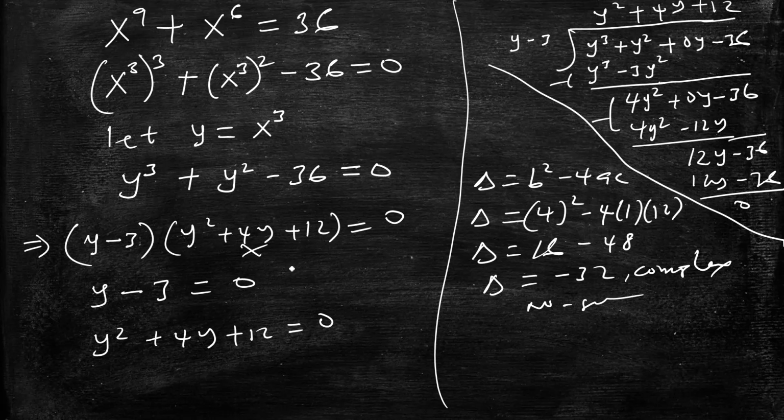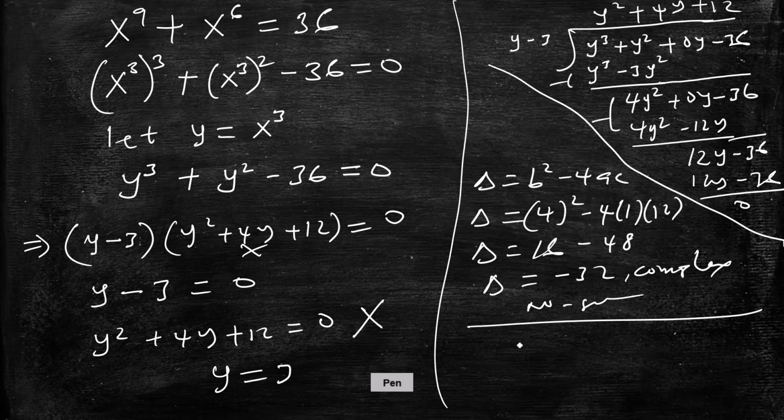So my y here is 3. So let's go back and substitute. So we have 3 equals x cubed. Therefore, let's raise both sides to the power 1 over 3. So this side will cancel. So the only solution here is x equals 3 raised to 1 on 3.